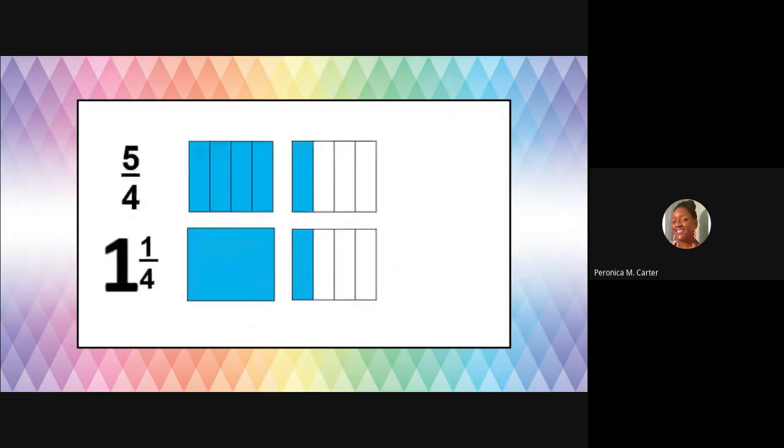Let's look at them together. We have 5/4 and 1/4. We have 1 whole and 1/4. They both cover the same area, 1 whole and a fourth. I want you to think of the 5/4 and the whole as a whole pizza. If you had a whole pizza made and it's sitting there, that's a whole. Everyone knows that's a whole.